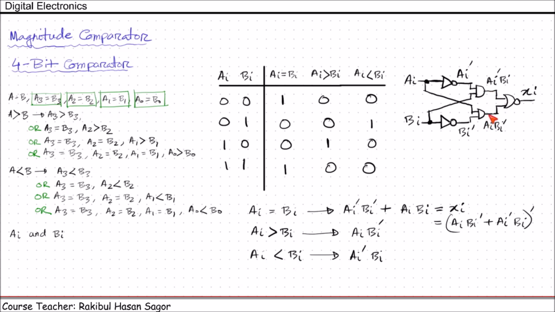And if we take the output from the lower AND gate output, which represents AI BI prime, that will give us AI is greater than BI. We are going to use this single block to construct a 4-bit magnitude comparator. Let us go to the next page.